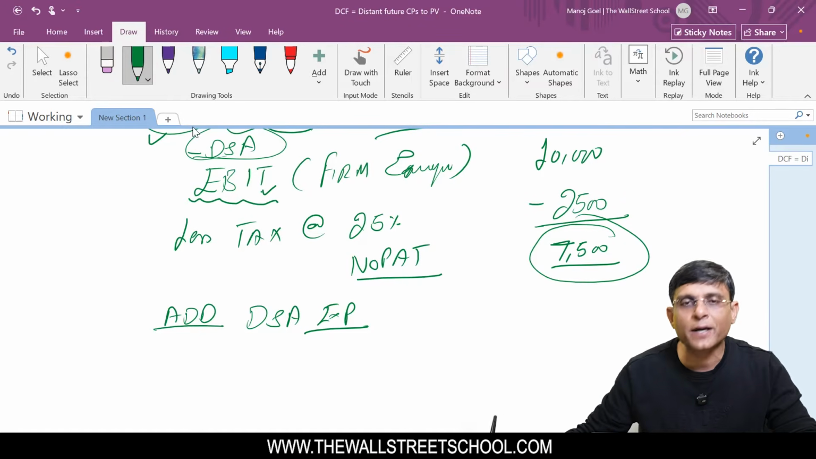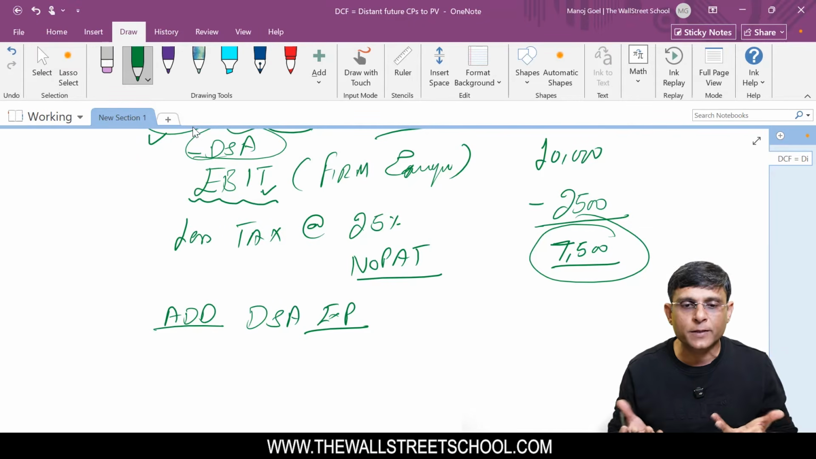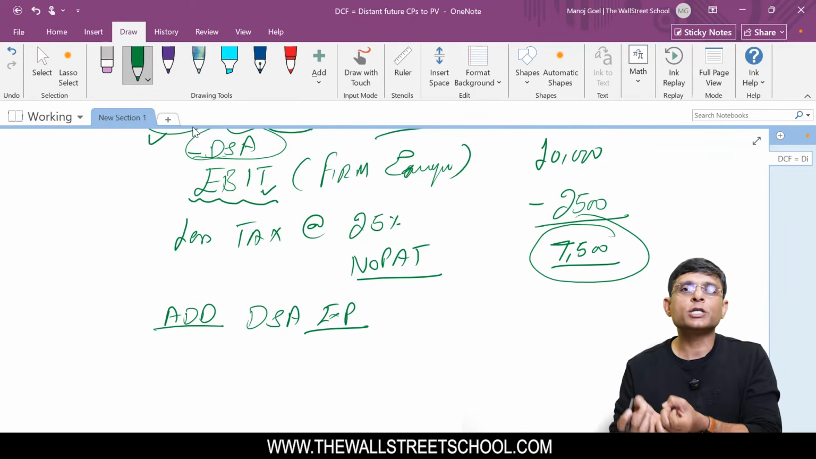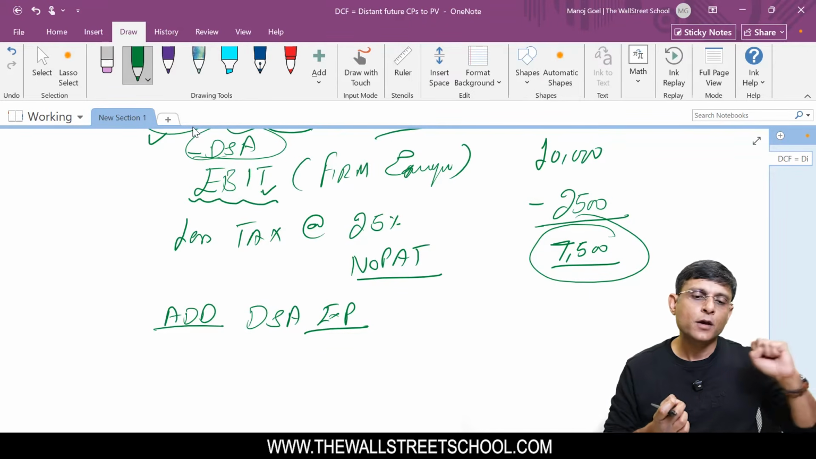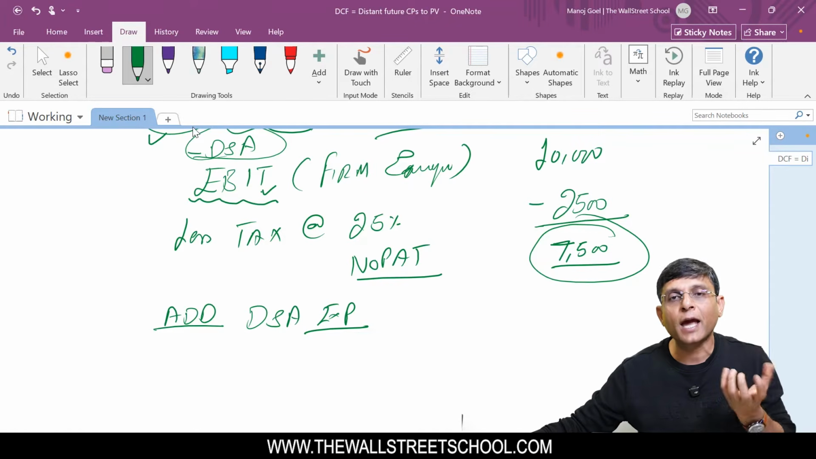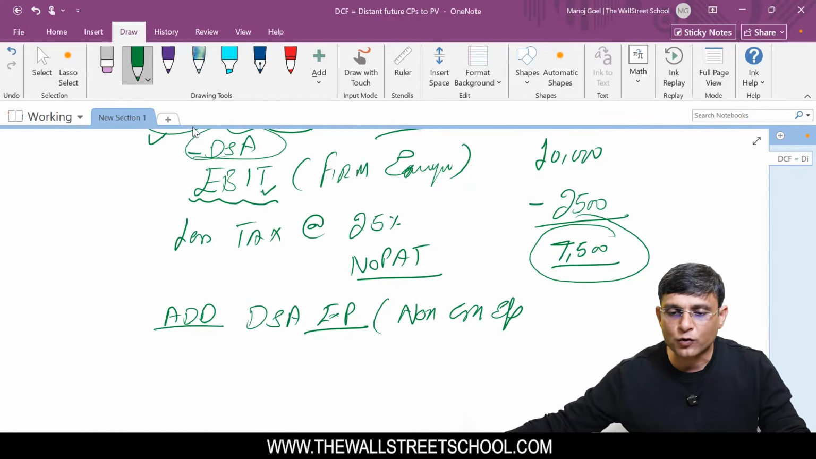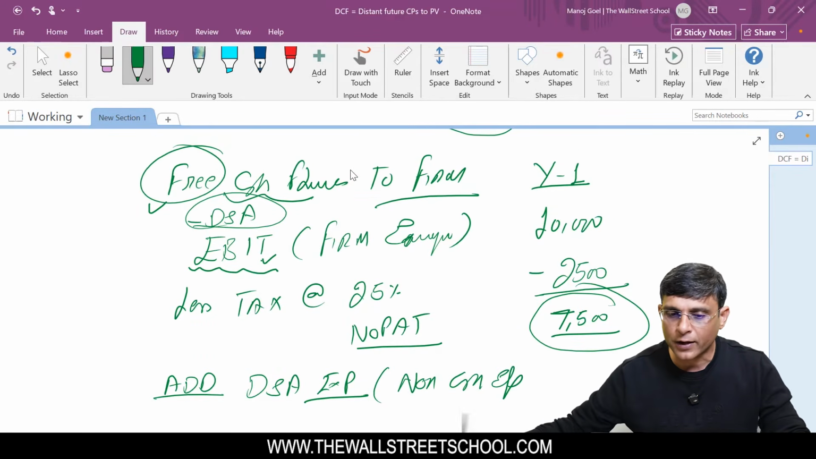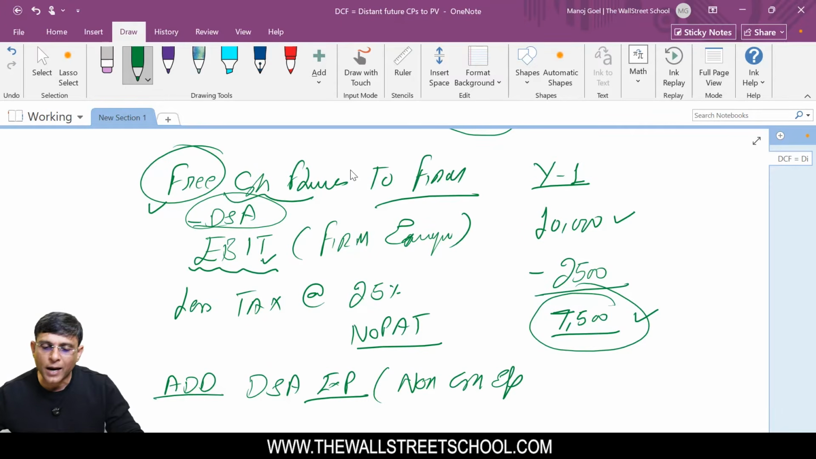And because this expense has no negative impact on cash flows, it's a non-cash expense. D&A is the amortization of expenses you incurred in the past, right? So D&A is a non-cash expense, and because I'm calculating free cash flows available for distribution, I'm adding it back. It was deducted before when I calculated my EBIT, which is the basis of my NOPAT. I'm adding it back, and let's say it was 1,000 crores.